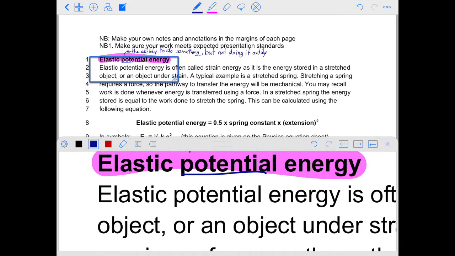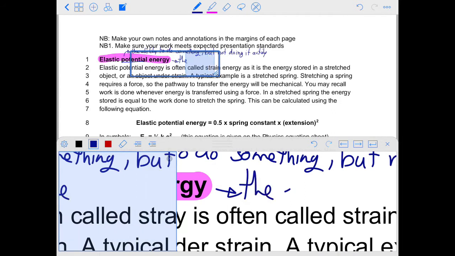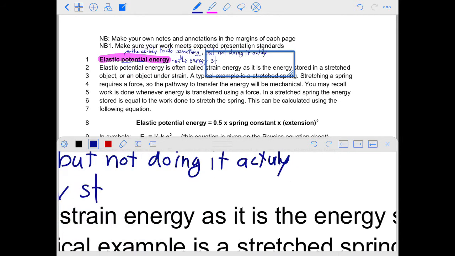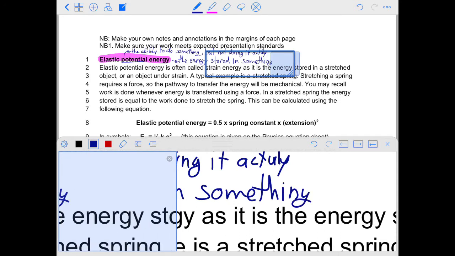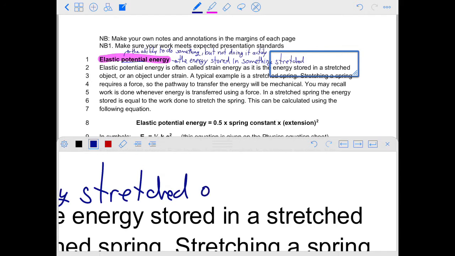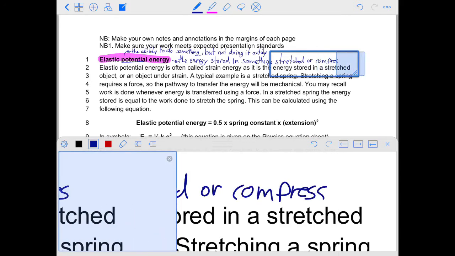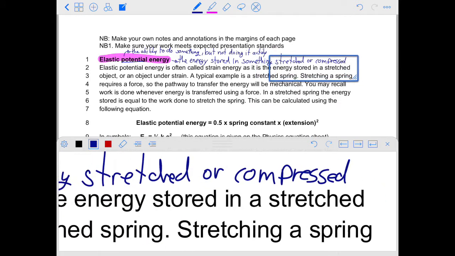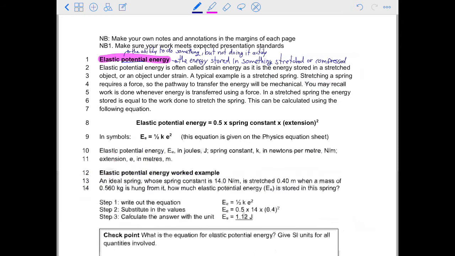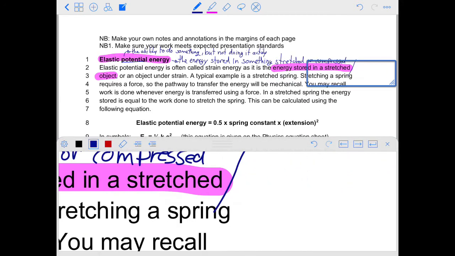All right, so elastic potential energy is, remembering from last lesson, the energy stored in something that's been stretched or compressed. And compressed is the scientific word for something that's been squeezed. So for example, if you squeeze a stress ball, it will go back to its original size, and that has some energy you've put into it. Elastic potential energy is often called strain energy, as it's energy stored in a stretched object or an object under strain. So it's energy stored in a stretched or compressed object.